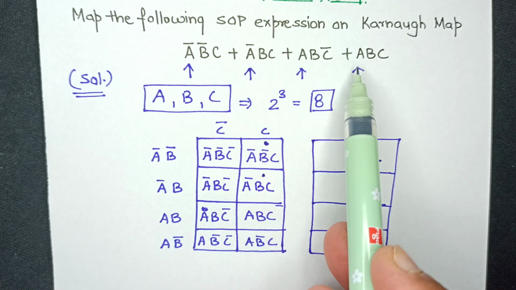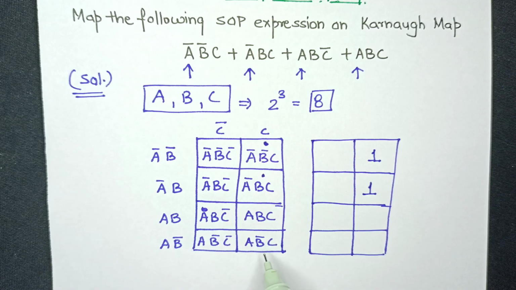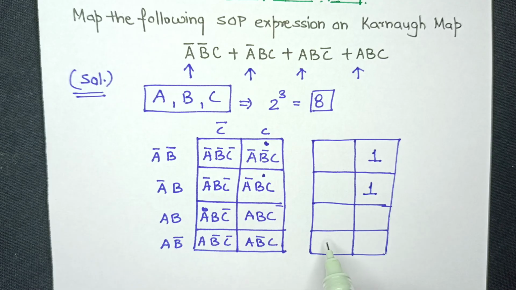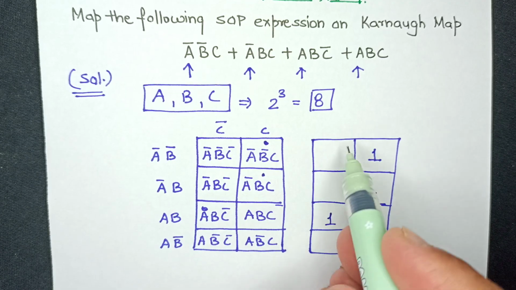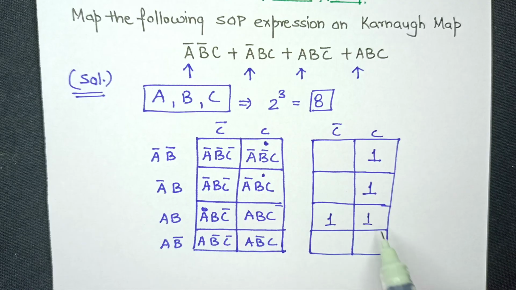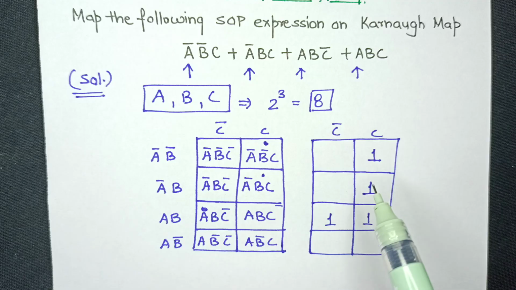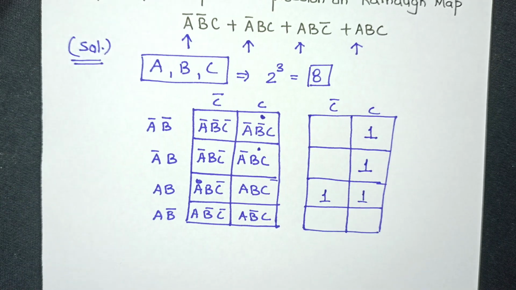And the next one is A B bar C. So A B bar C is given here, right? So this is A B bar C. A B C bar, sorry. A B C bar would be this one, because this is C bar and this is C. All right, and the next one is ABC. So ABC is given over here. So now this means that we have successfully mapped this in a Karnaugh map situation.